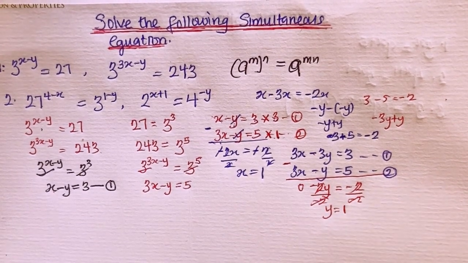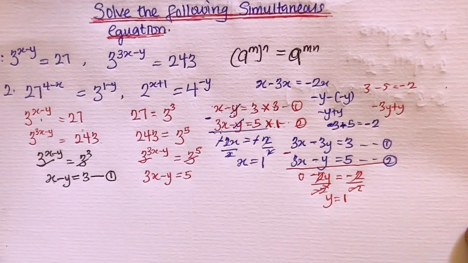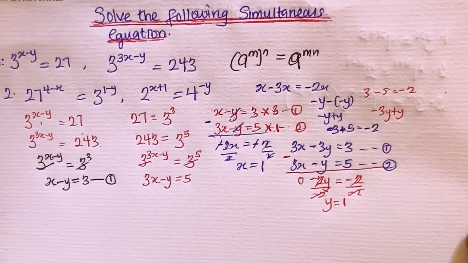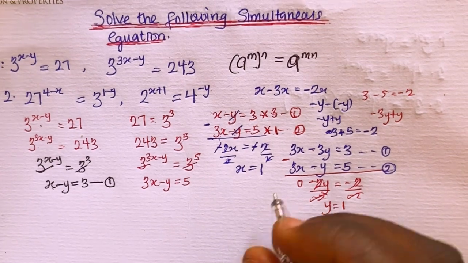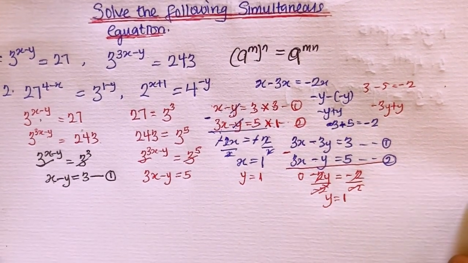x equals 1. Wow, that's making sense. So now I've gotten the value of y to be 1 and the value of x to be 1. So that's just it. x equals 1 and y equals 1. That's just it as far as the first expression is concerned.